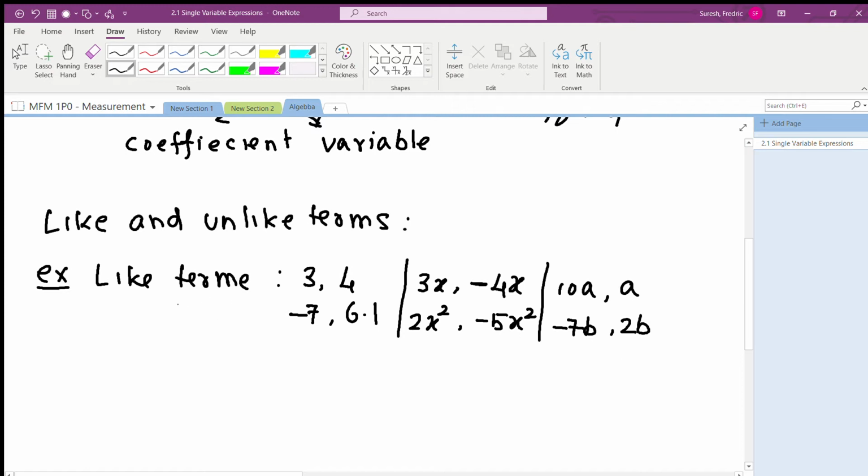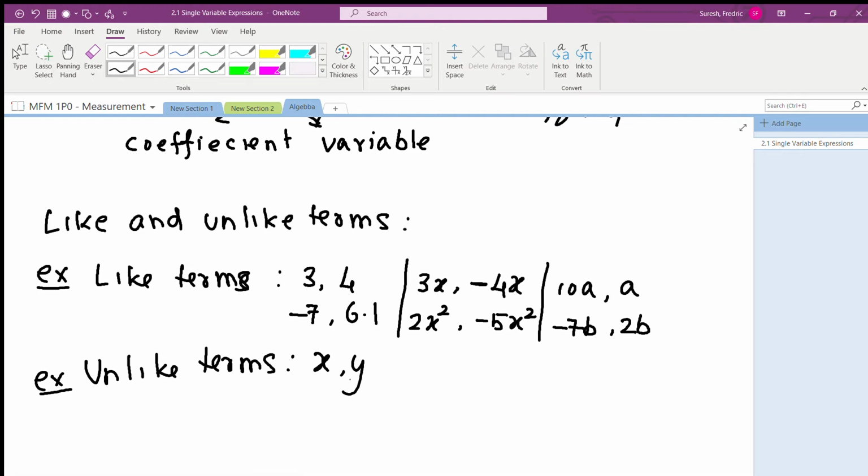And let's do example 4, unlike terms. This is kind of easier because you know what like terms are. So unlike terms are a lot easier to think about. x and y are not like terms because one is x, the other one is something entirely different, y.